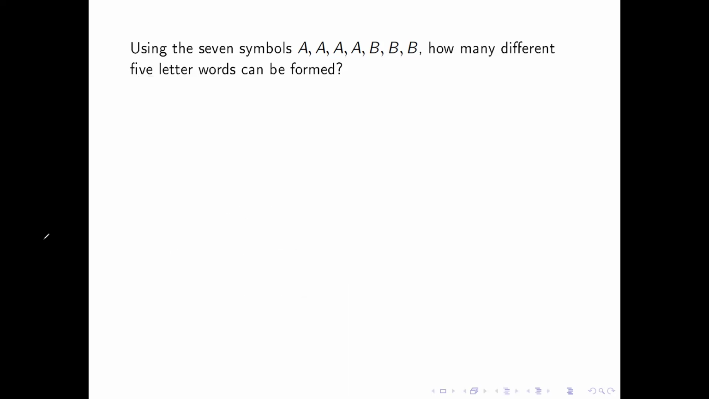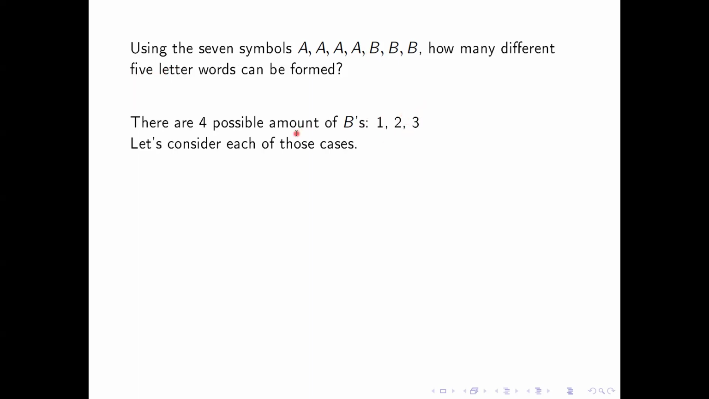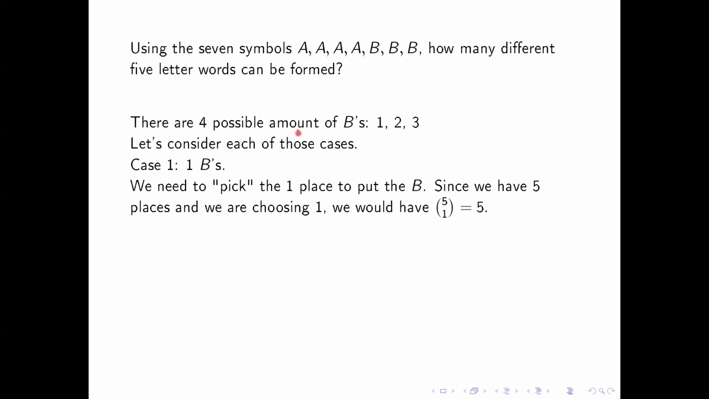So the better way to attack this problem is to start looking at cases. The number of B's that I'm going to use is either 1 B. I can't have 0 B's because I don't have enough A's. I only have 4 A's, so I have to have at least 1 B to get to 5 letters. So I have 1 B, 2 B's, or 3 B's. Let's break this down and look at each of those cases. Let's start with the first case.